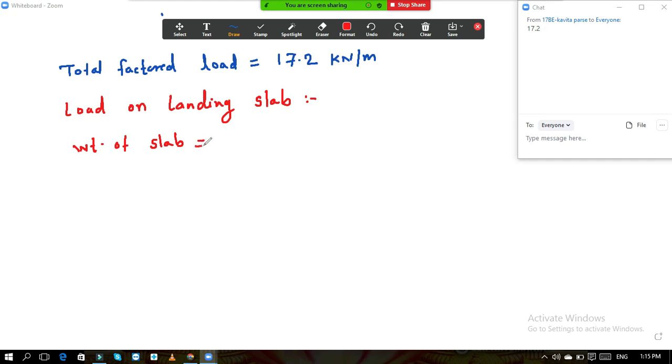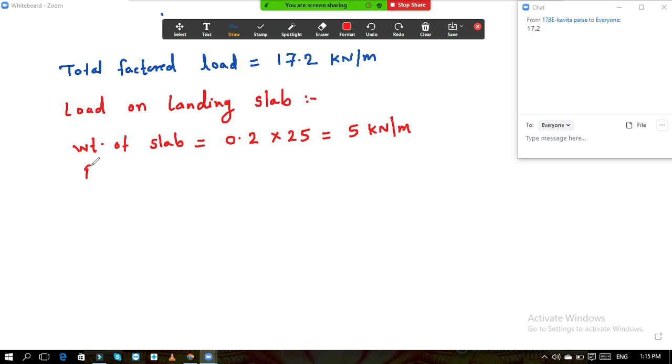So now you know that landing slabs are horizontal slabs. So here we will directly calculate the weight. What is our depth? Our depth is 200 mm. So 0.2 into 25 into 1, so it is 5 kilonewton per meter. Okay, and this is the weight of the slab.